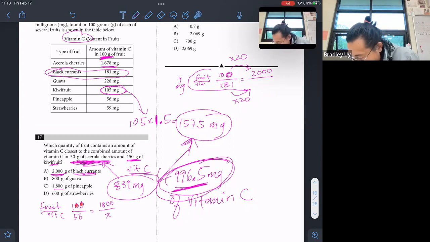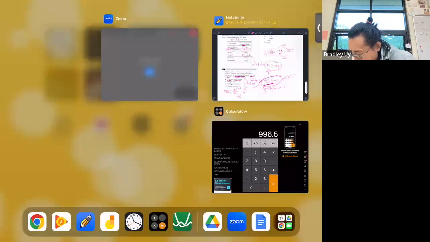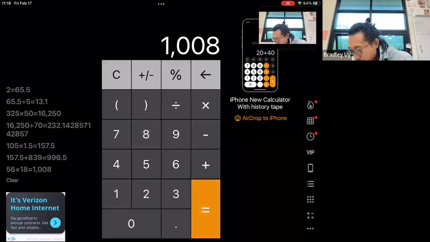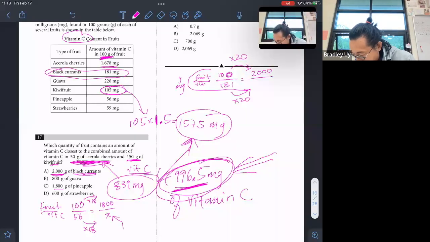The scale factor here, you can eliminate these zeros, is 18. So we would multiply by 18. And we're wondering, is 56 times 18 roughly close to this? Looking at those numbers, they should be 56 times 18. We can confirm with a calculator it is 1,008, and that is very close. That would be 1,008 milligrams of vitamin C. So I am leaning towards C.